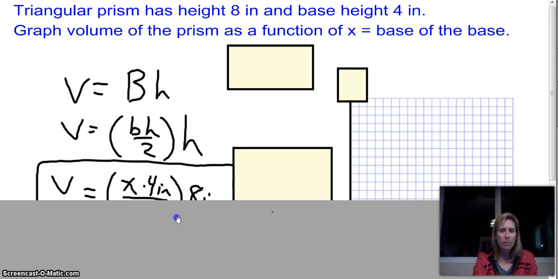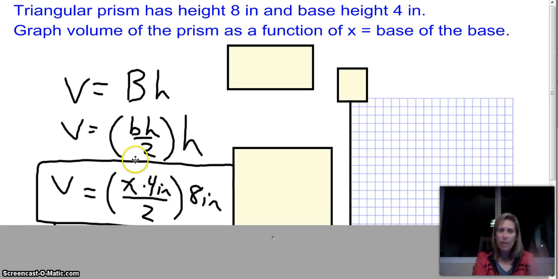So substitute those values in carefully. Notice I'm also changing the base of the base, the triangle, to x, which is something that the problem asked us to do. I guess if you had a choice, you could keep it lowercase b, but because the problem asks us to change it to x, we'll change it to x.